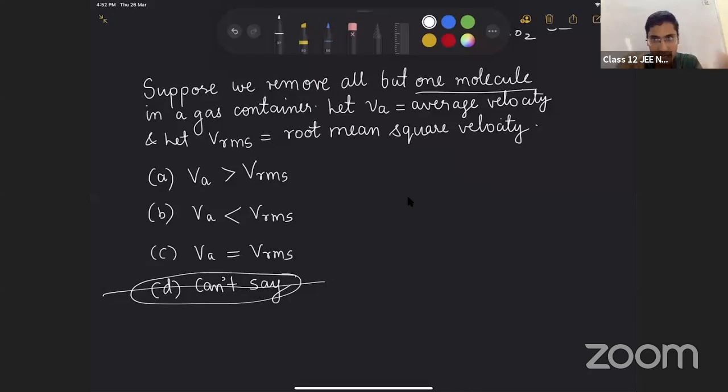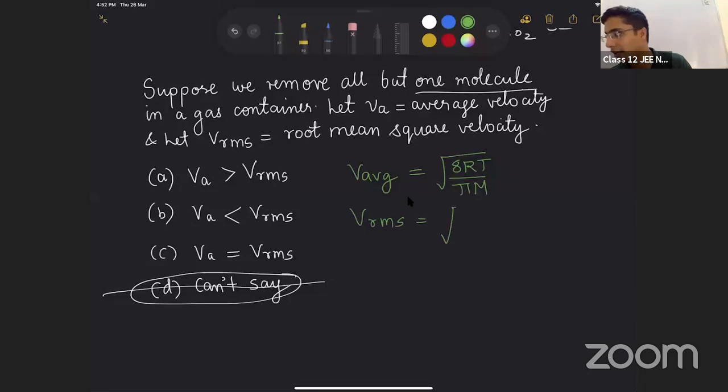Now, the mistake that people make here is, many people have studied formulae for average and RMS. You must have studied that V average is root 8RT by pi m, and Vrms is root 3RT by m. That's what we just studied, right? And V most probable is root 2RT by m, correct? These are some expressions you have studied.